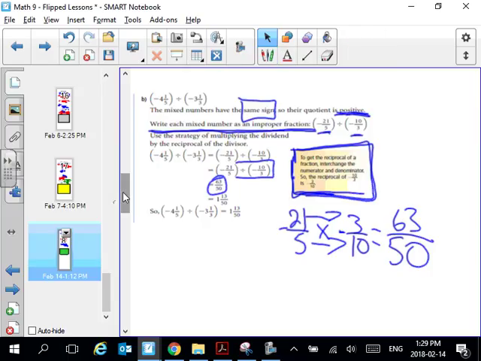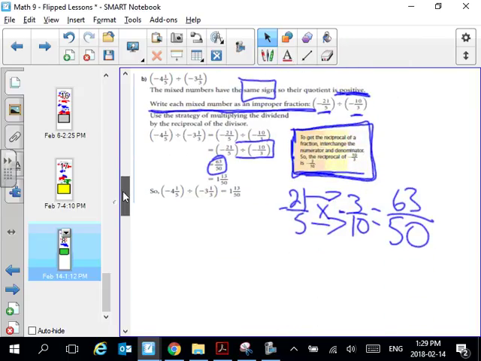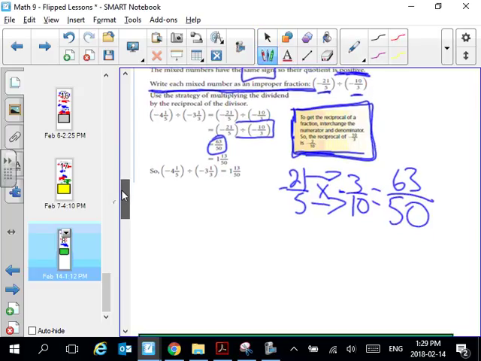You have two different methods. What I call the fraction method, where you get them over top of similar denominators, and then you take the top two numbers, rewrite them as a fraction, and that's your answer. Or we have the reciprocal method, where instead of dividing, you actually flip the fraction upside down, and you multiply.